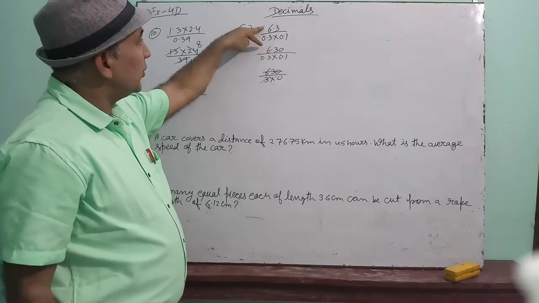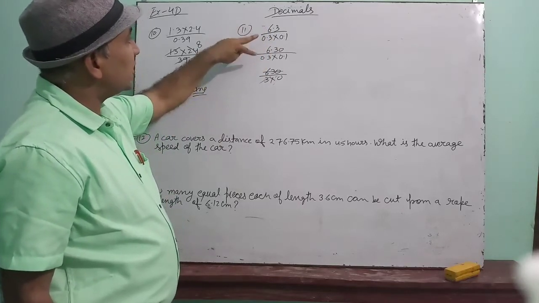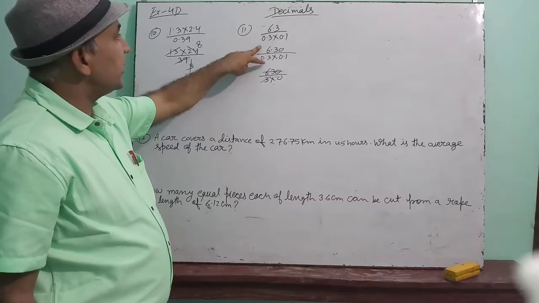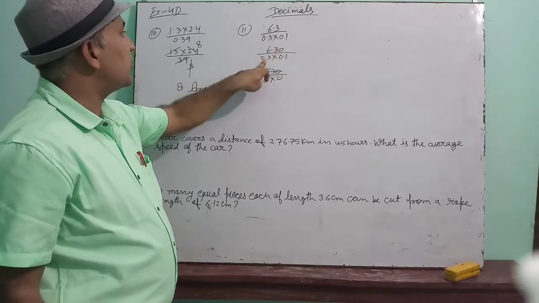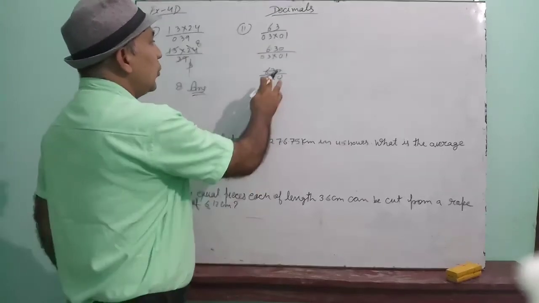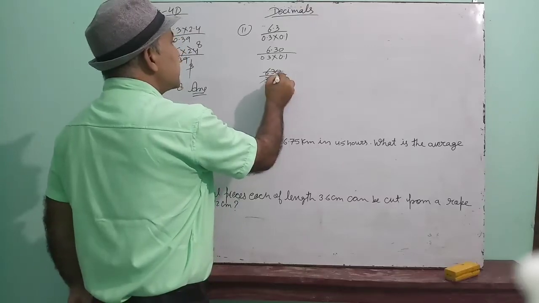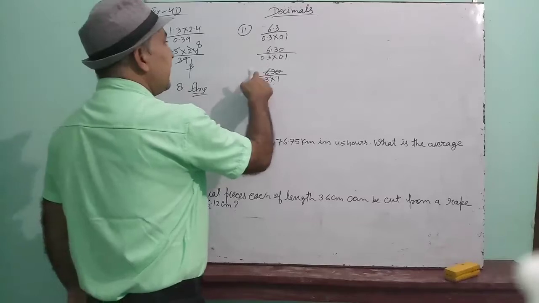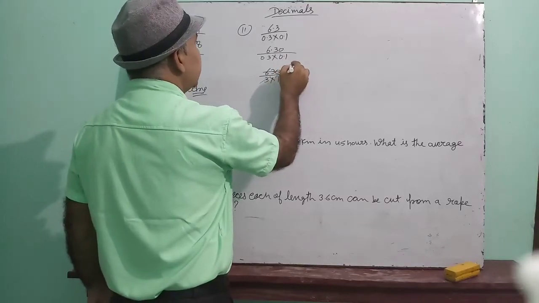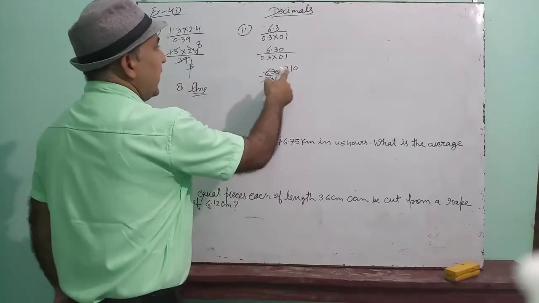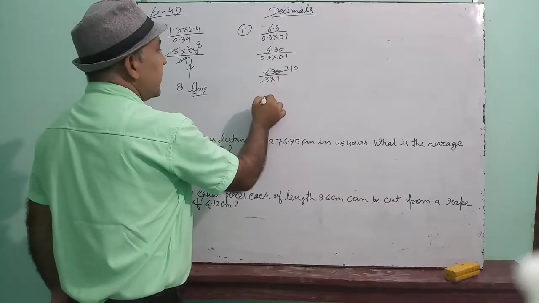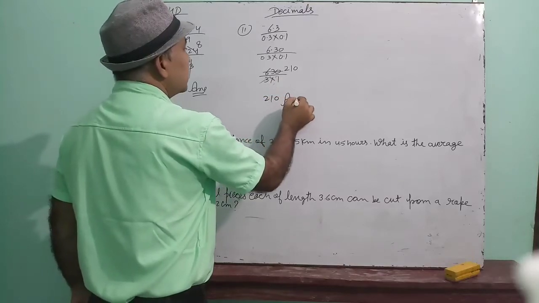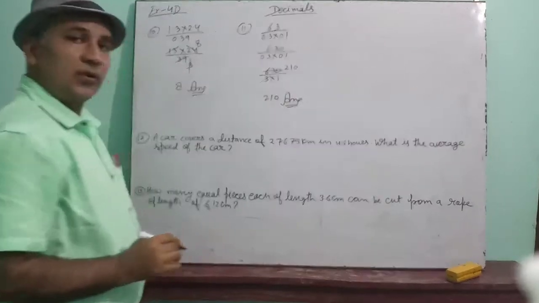When numerator and denominator both are converted into like decimals, it will become 6.30 upon 0.3 into 0.1. So we can write it as 630 upon 3 into 1. When 3 divides 630, it will come 210. And 210 is divided by 1. 210 is the answer. Okay.